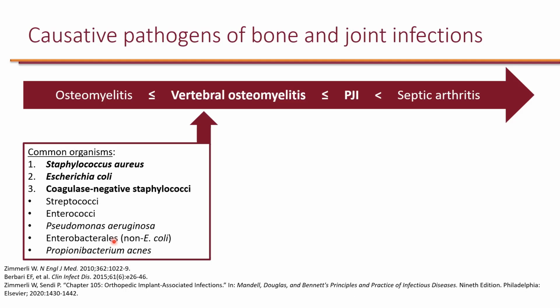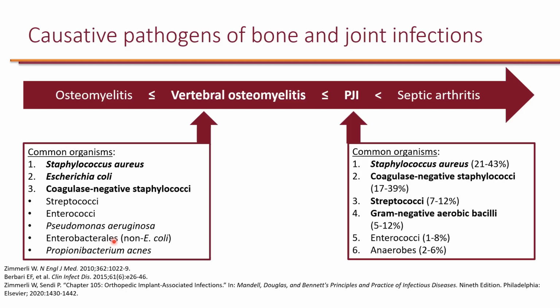Now, for prosthetic joint infection, the common organism by far is Staphylococcus aureus, causing the majority of infections, followed by coag-negative staph, and this is because of their propensity for forming biofilm, followed by streptococci, gram-negative organisms, as well as enterococci and anaerobes. In fact, as a general rule, all microorganisms can cause prosthetic joint infection because of the presence of a foreign object in the body.